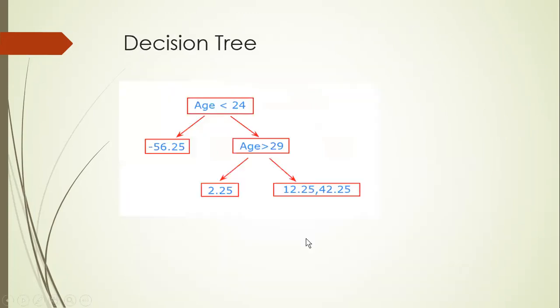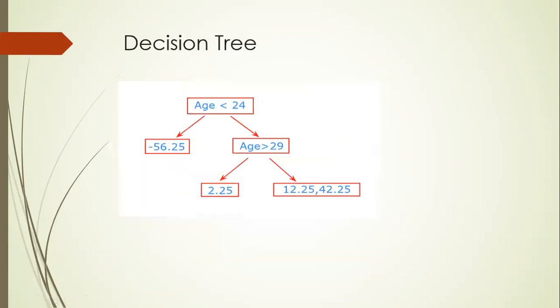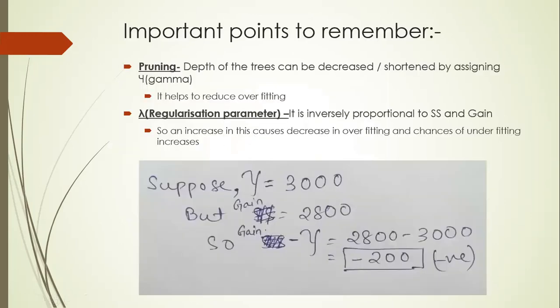It will try to do this calculation. Okay, suppose at this node, how much is the gain? Gain is 2900. Suppose I have assigned my gamma to be 3000, and here the gain is 2900. So 2900 minus 3000 gives me minus 100. So the answer is negative. Whenever this calculation is negative, it will just cut this branch or node. Okay, this will be detached from here. So now you can understand that it is helping us to reduce the overfitting by decreasing the depth of the tree.